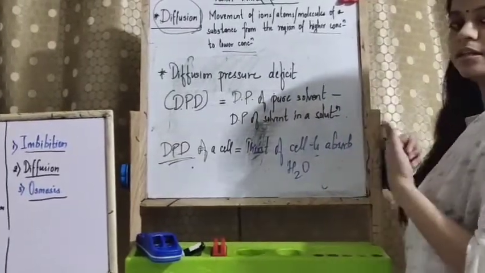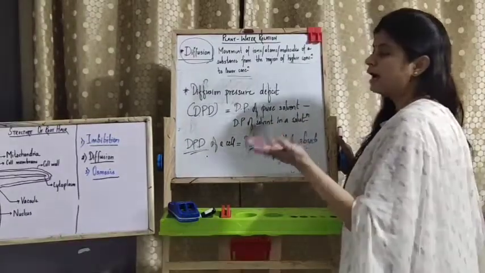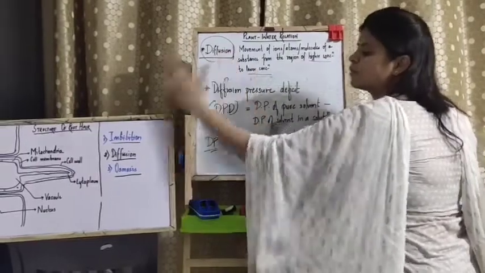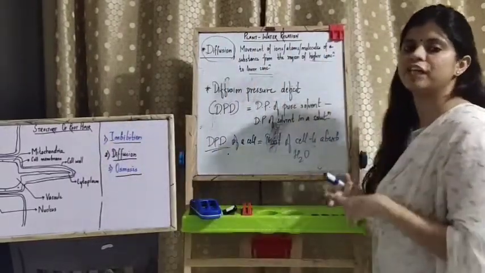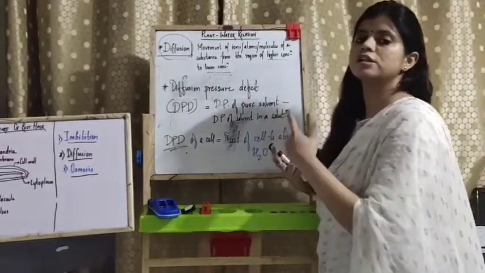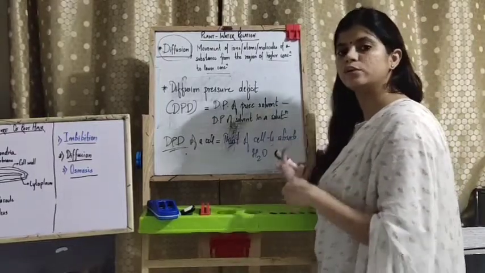Water is required for various purposes, and diffusion helps the root cell to absorb water against the gravitational force. Also, other nutrients will be absorbed by the root cell.